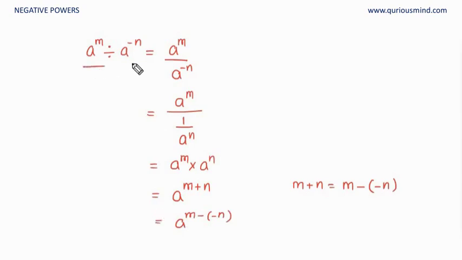And now if we look at this and this, the law which said when we had division of like base exponents, the powers get subtracted. So m minus minus n, that is what we are getting. So the like base laws hold true even for negative powers. Let's see if the like power laws also hold true for negative powers.